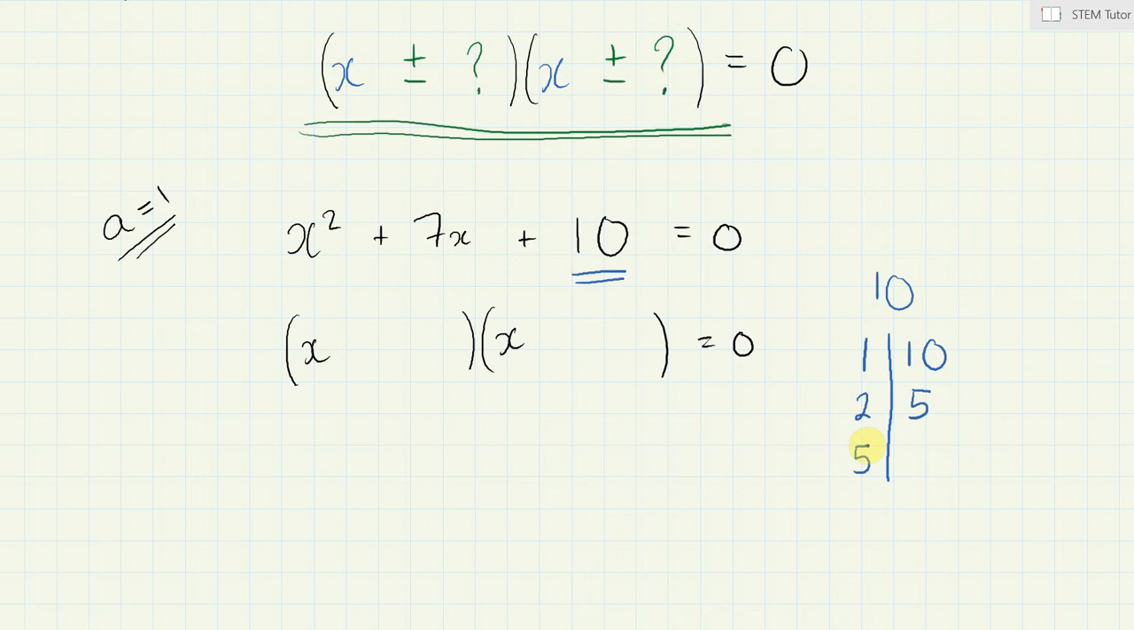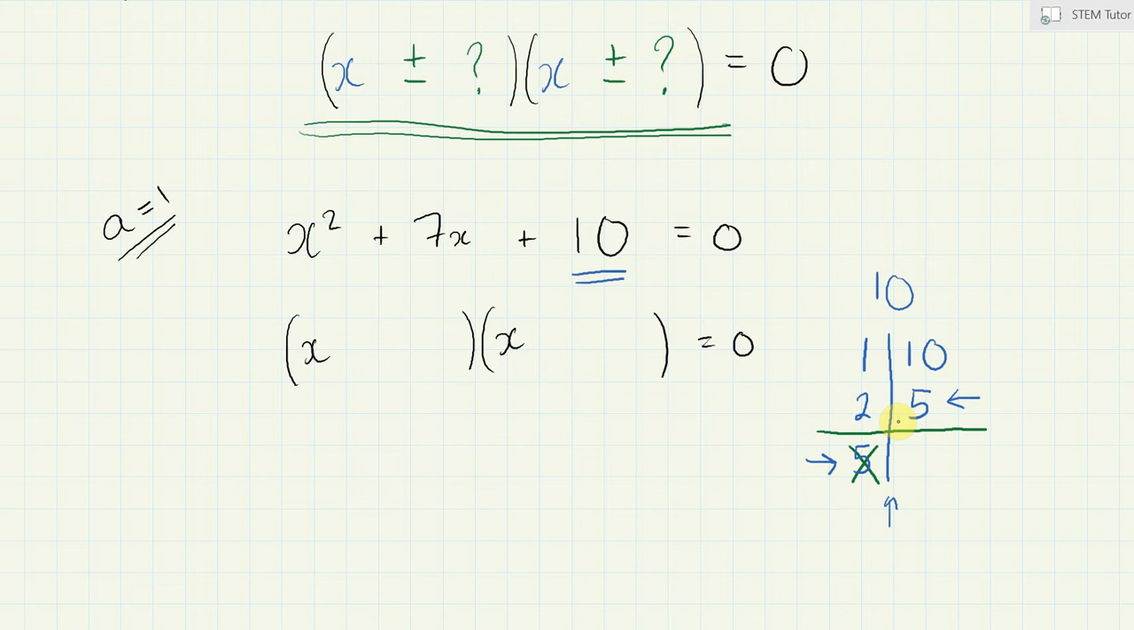As soon as you notice that you are starting to repeat numbers on both sides of this middle line, you can stop. We've gone down so far now as to get 5, but 5 has already appeared on our list, so we don't need to write that down. And we stop. So these are the factors of 10: 1 and 10, 2 and 5.